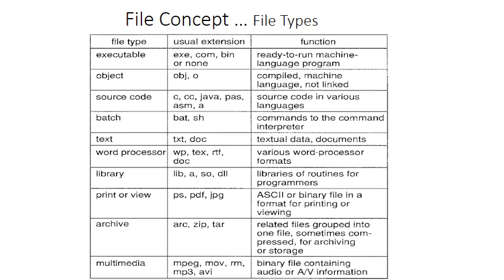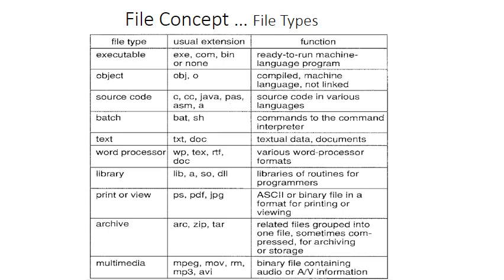Next is batch files. The usual extensions are .bat and .sh. .bat if you are working on DOS and .sh if you are working on Unix or Linux or any other Unix-like operating system. These will contain commands to the command interpreter. What are the different commands that should be executed in a particular order?